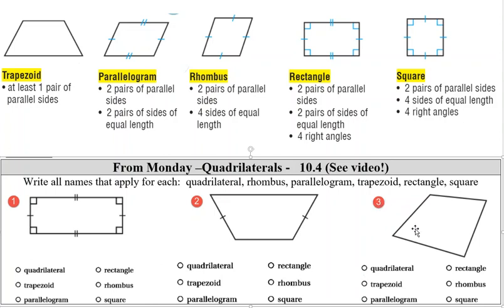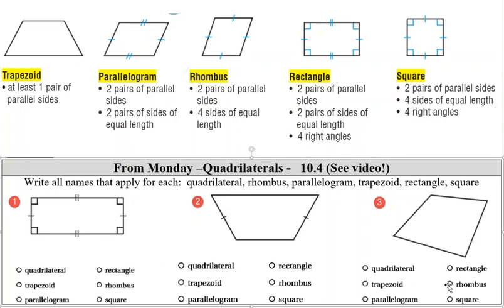The last one is, they call this an irregular polygon. It's got four sides, so it's a quadrilateral. But none of them are parallel. So it's not a trapezoid, it's not a parallelogram, it's not a rectangle, it's not a rhombus, and it's not a square. The only thing is that it's a quadrilateral. Okay?